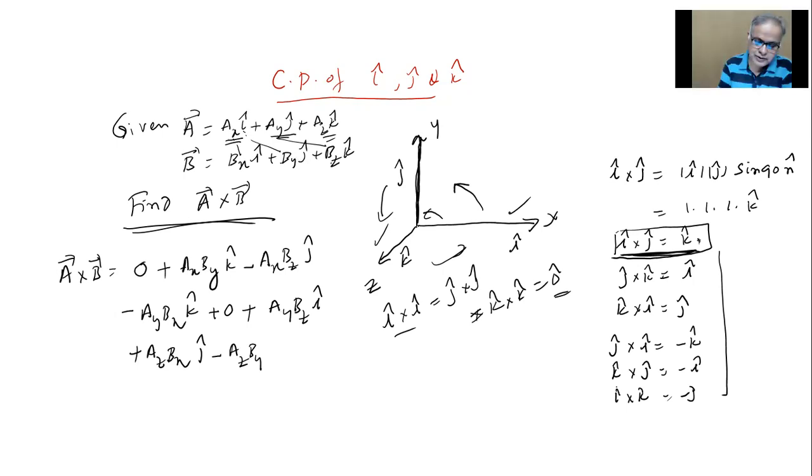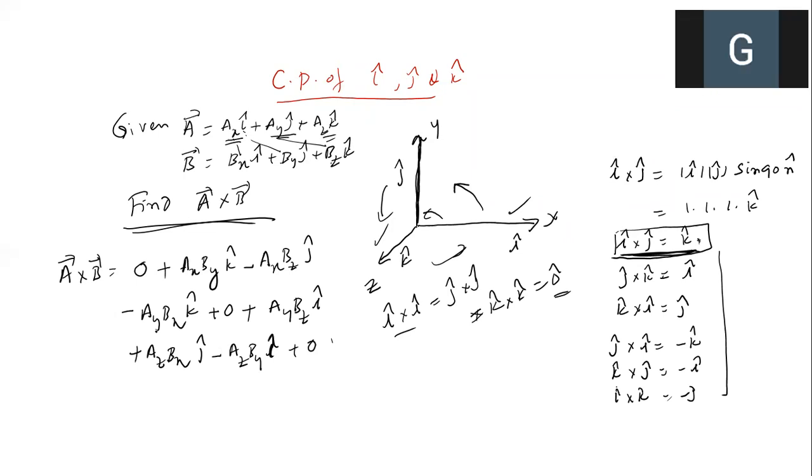Look, Az by k cross j. K cross j will be minus i, so minus i I am putting here. Right? Then Az bz k cross 0. Do you follow this? Yes, sir.